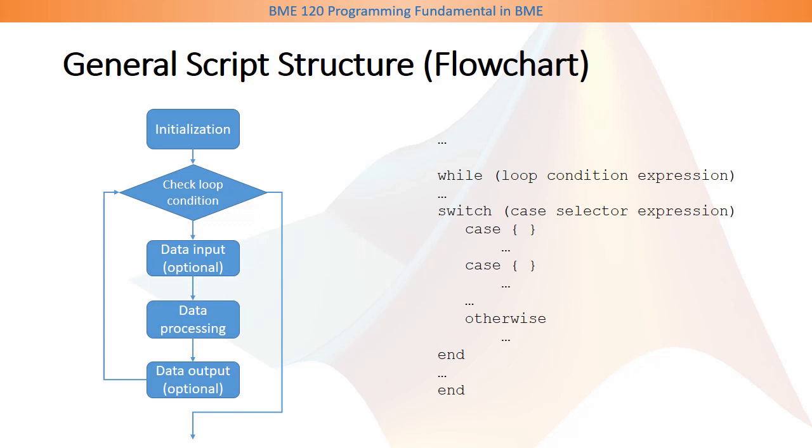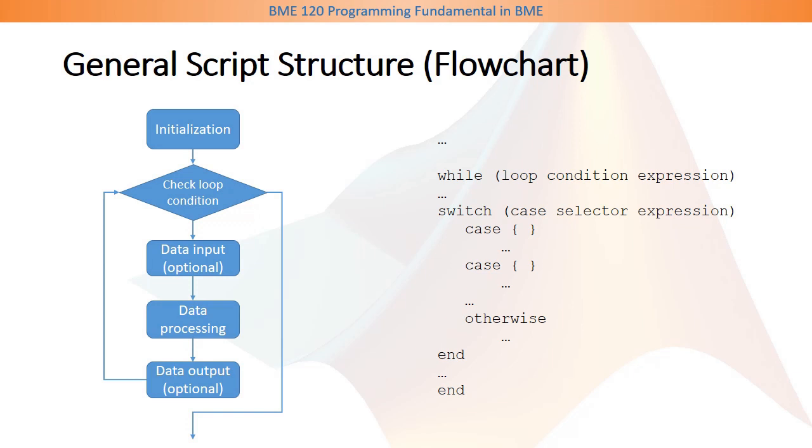If this is true, then we move to the while loop. And inside the while loop, there are generally 3 steps. One is data input. You can get the data from the user through the keyboard. For example, you use the input function to get the input data, or you can read the data from a data file. Or you can use the data already in the memory, which is in a variable.